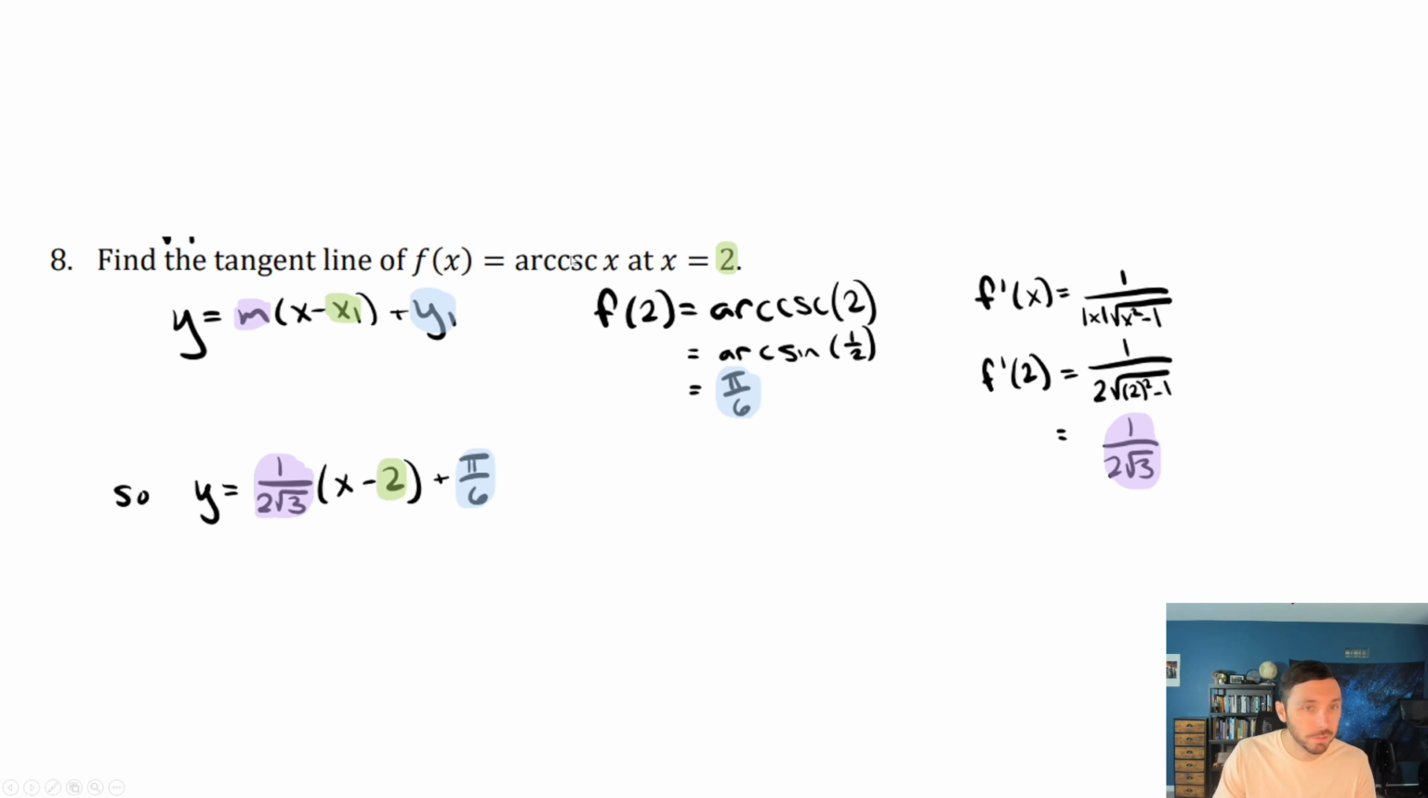All right, take the derivative of arccosecant. You get this expression. Plug in your 2, and that's the slope. So plug in your slope for m, plug in your pi over 6 for y1, and you're already given the x1.